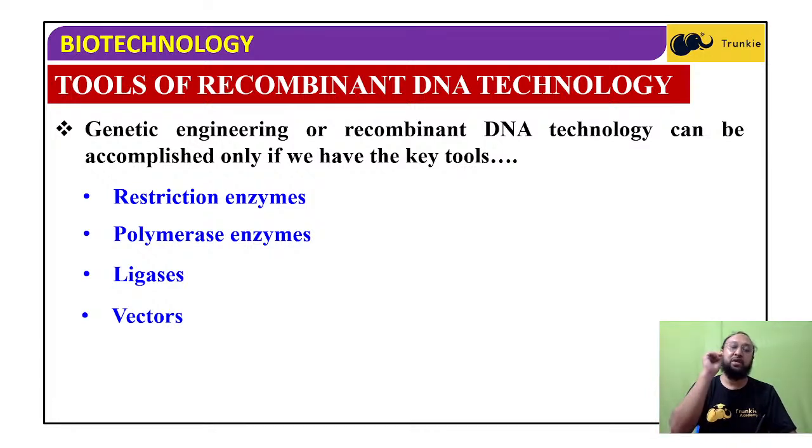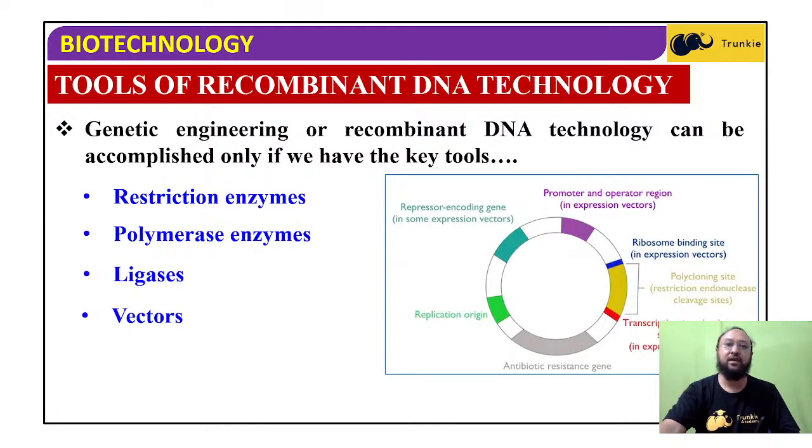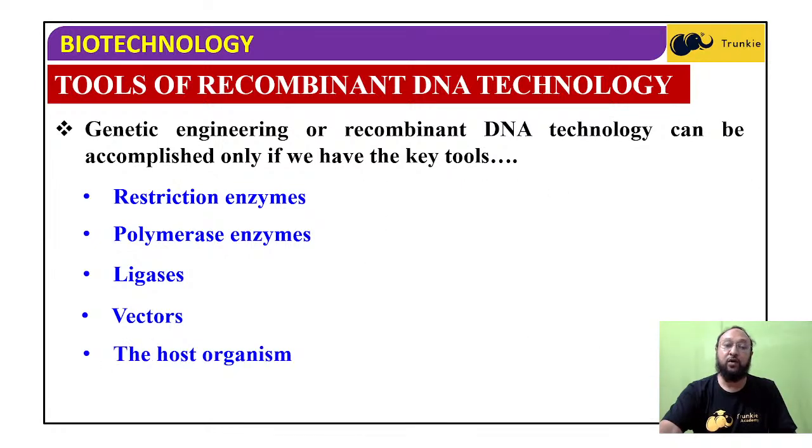And the vectors, which carry and can insert into a plasmid or into the DNA of other organisms. These are the important key tools required in genetic engineering or recombinant DNA technology. Okay, so the host organism, vectors. We are using vectors, but at the same time we need the host organism on which we are applying this technology.